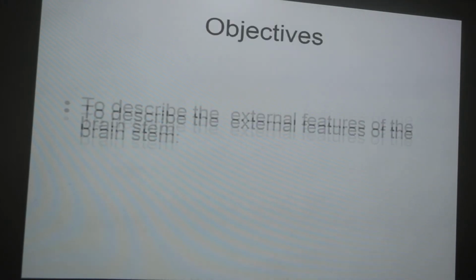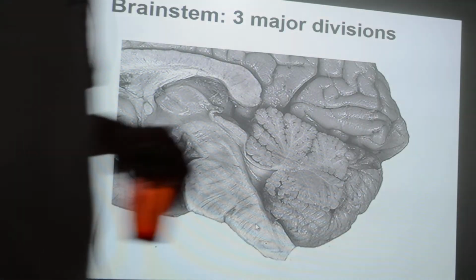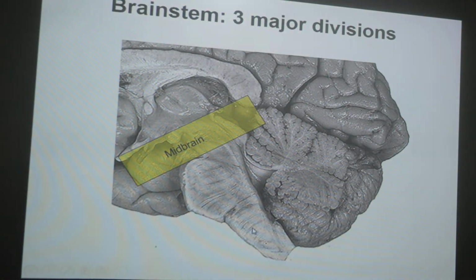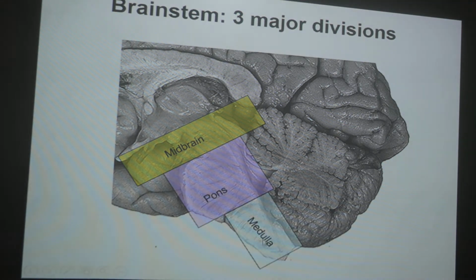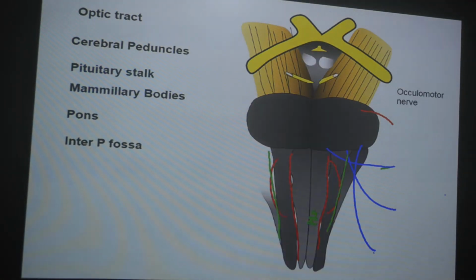So the first part is to describe the external features, and if you can see, you have the brainstem here, and the brainstem is divided into three portions. The lowermost part is the medulla, then you have the pons, and then you have the midbrain. So these are the three parts of the brainstem: medulla, pons, and the midbrain. And if we start to draw the anterior picture of the brainstem, this part is the medulla, then this is the pons, and this is the midbrain.